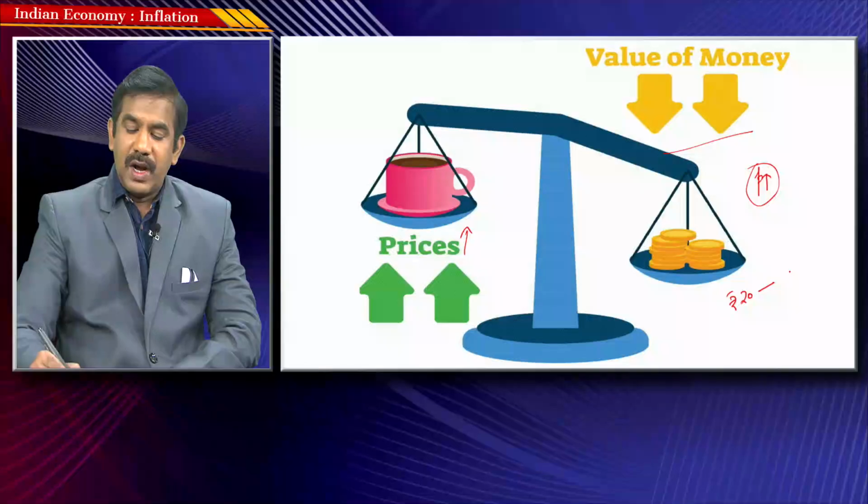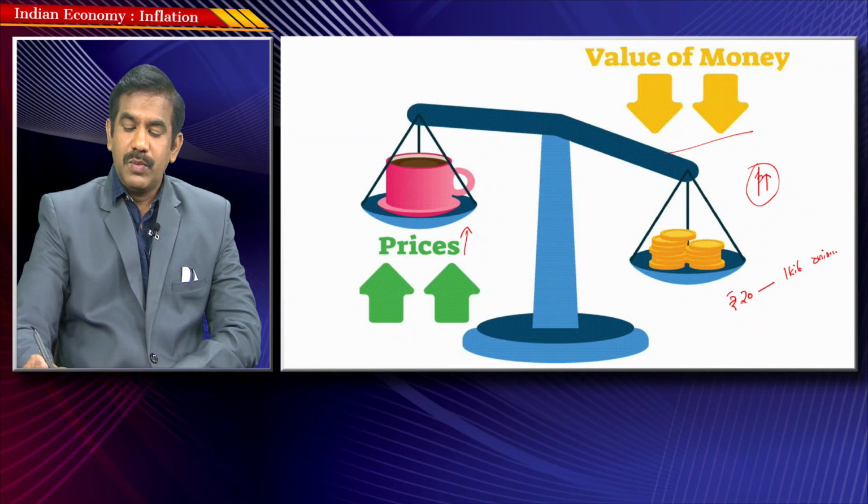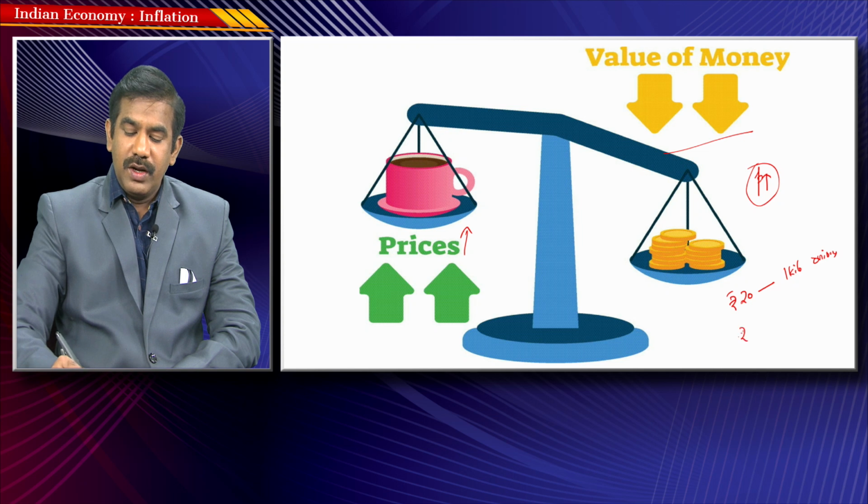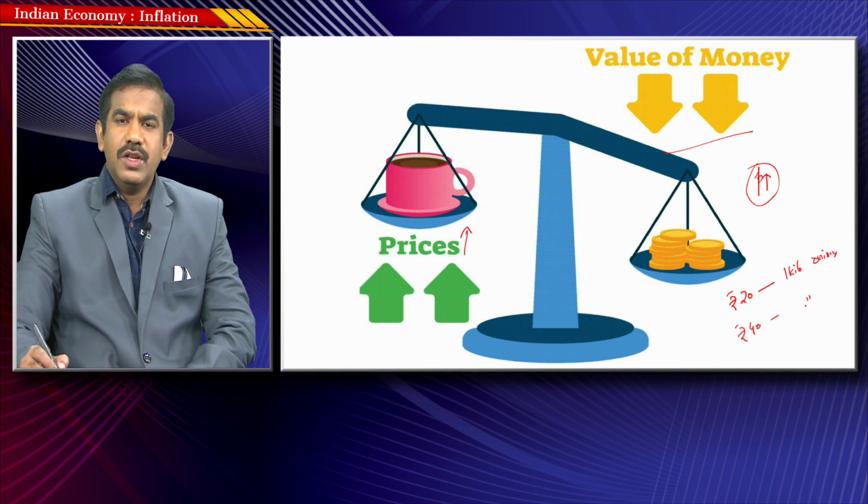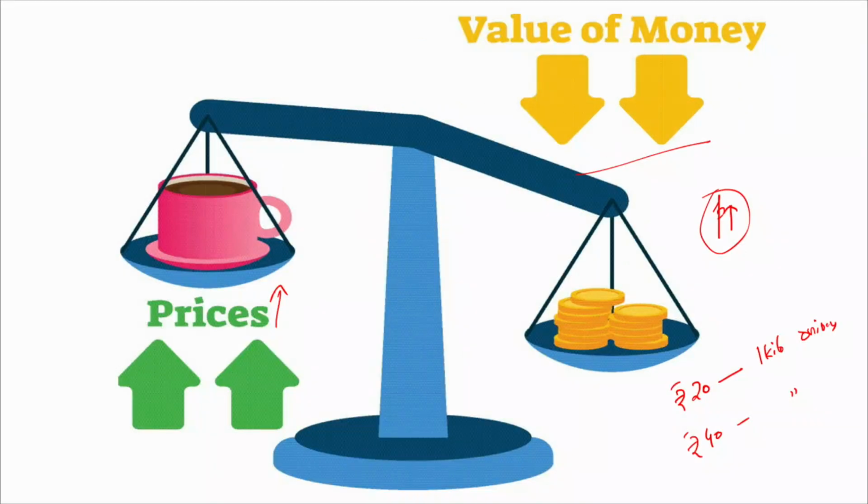Let's say today you go to the market with 20 rupees and you could buy 1 kilo of onions. But tomorrow, imagine you need 40 rupees to buy the same kilo of onions. So don't you think the onions in the market experience a steep rise in price? There is a 100% rise in prices. There is 100% inflation in the economy, with respect to onions.